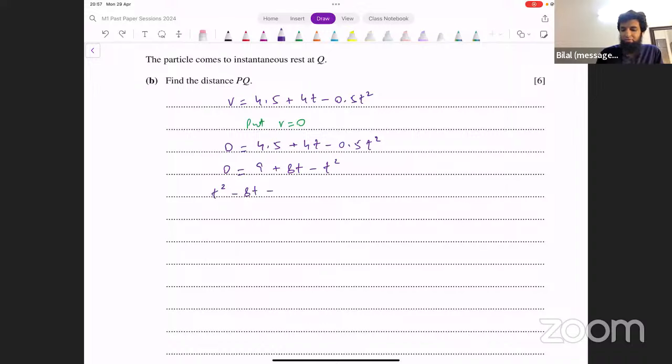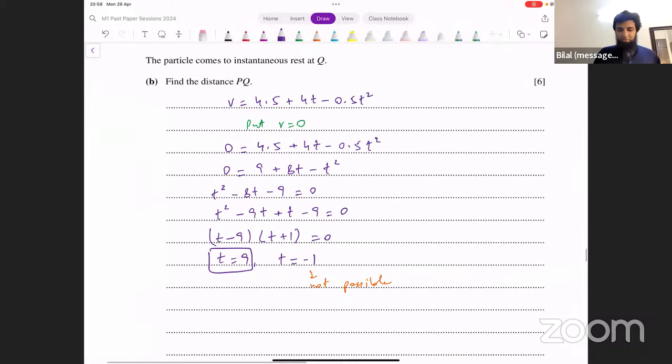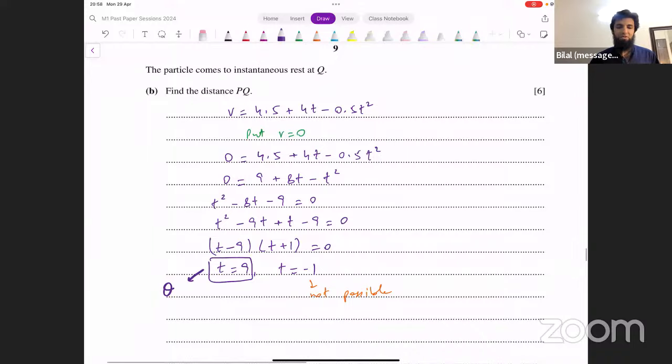Can we factorize this now? Yes, we can say this is t squared minus 9t plus t minus 9 equals 0, t minus 9 and t plus 1. Which means t either equals 9 or equals minus 1. This is not possible. It cannot be negative, right? So the only value of t that we've got is t equals 9. This is what is going to give you the point Q. All right, this is point Q when the particle comes to instantaneous rest.